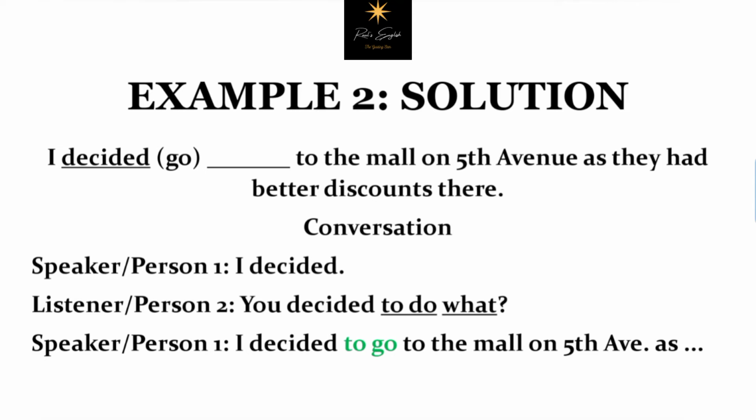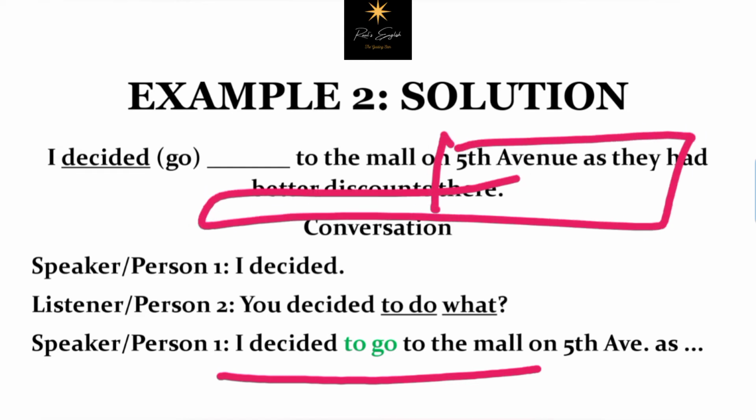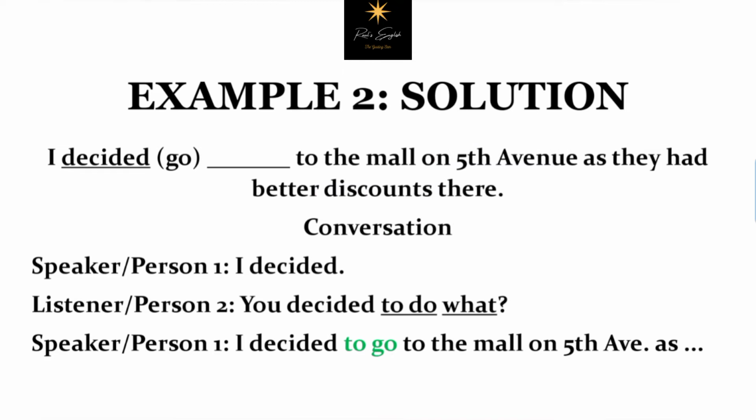Again, the same way. Again, the same concept, because that is the only concept. There is nothing else there. There is nothing else to understand. I decided. Okay. You decided to do what? I decided to go to the mall on 5th Avenue as they had a better discount there. All this stuff is immaterial. Why you went there, why didn't you go to the mall on 22nd, whatever, that is all immaterial.